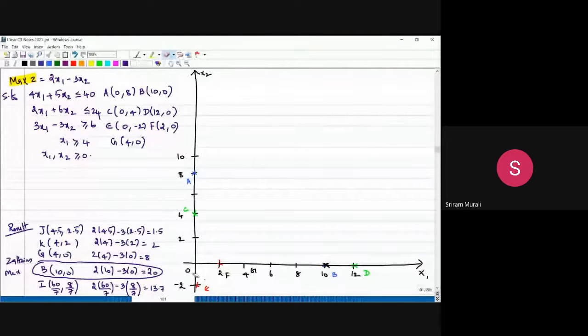The first constraint is AB. So connect A and B. So we connected A and B. Where should the shading be given? 4x1 plus 5x2 is less than or equal to 40 means 0 plus 0 is less than 40. So the origin test is satisfied. Hence, I can give the shading towards the origin. So give a shading towards the origin.